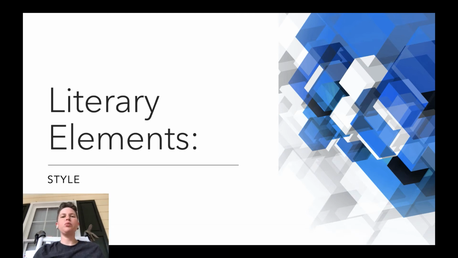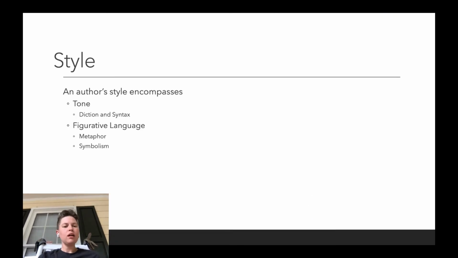Hey everyone, so today we're going to talk about the literary element of style. So, what is style? Well, an author's style encompasses tone, so diction and syntax. If you'd like to know more about what those are, take a look at the video about tone. It also ends up encompassing figurative language, things like metaphor and symbolism.